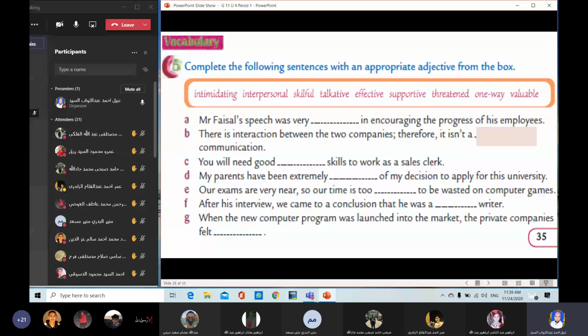A. Mr. Faisal's speech was very effective. Effective in encouraging the progress of his employees. Very good. Thank you, Ahmed Sayed. Okay, B. Ahmed Mahmoud.